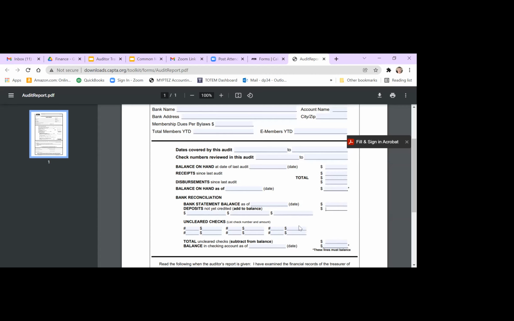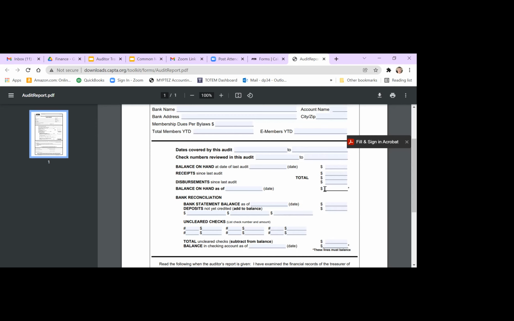Uncleared checks, this is where you're going to list your uncleared checks. It's just the check number and the amount. You're going to add all those uncleared checks up. So if you had, you know, $5 here and $10 here, that's $15 in uncleared checks, and then you do the math, subtracting. And again, this line and that line should balance. If it doesn't, then something's off in the math somewhere. A lot of times it's a math thing.